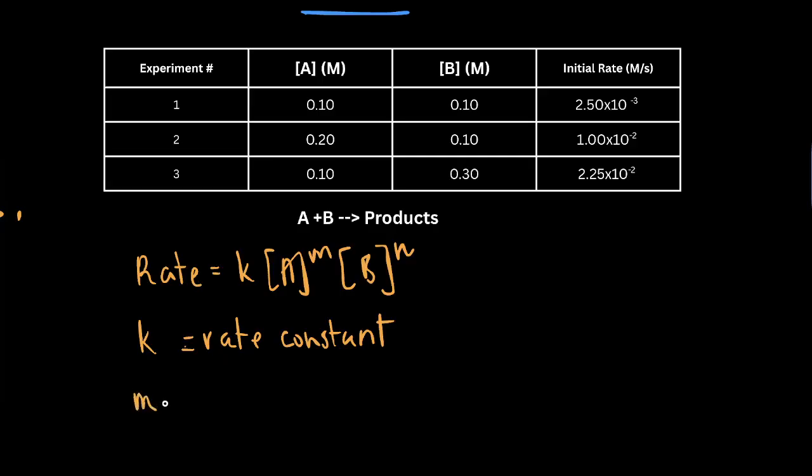So what are these m and n? Well, these are the reaction orders with respect to each reactant. m is the reaction order with respect to the reactant A, and n is the reaction order with respect to B. So these m and n are simply the reaction orders with respect to each reactant.